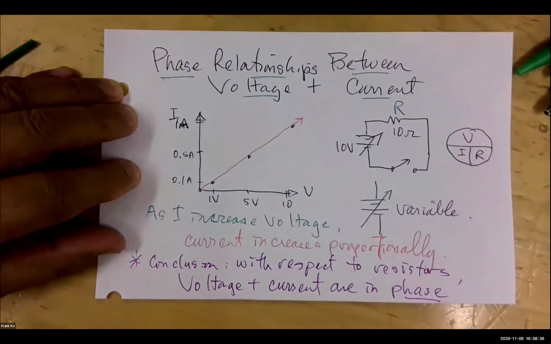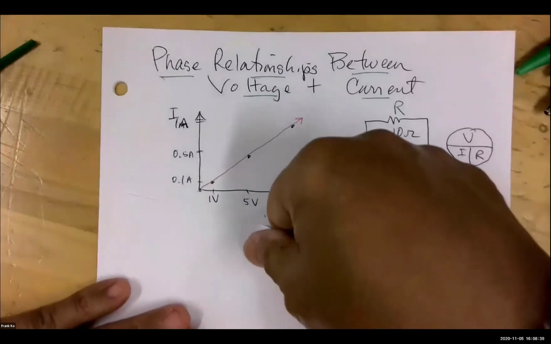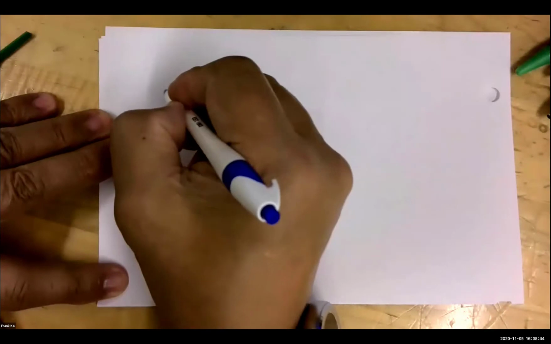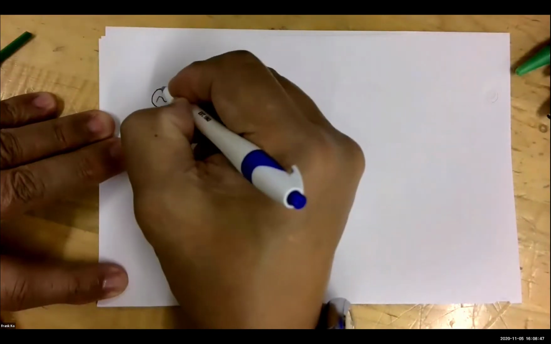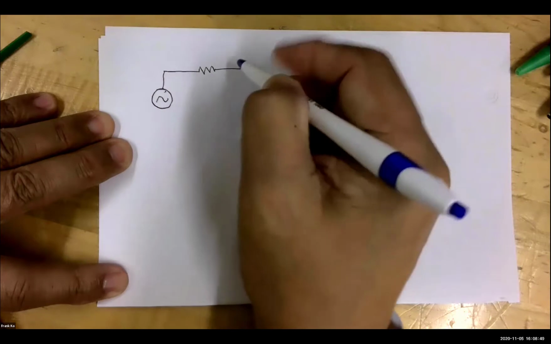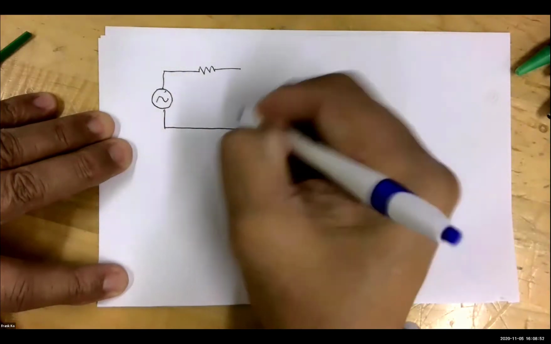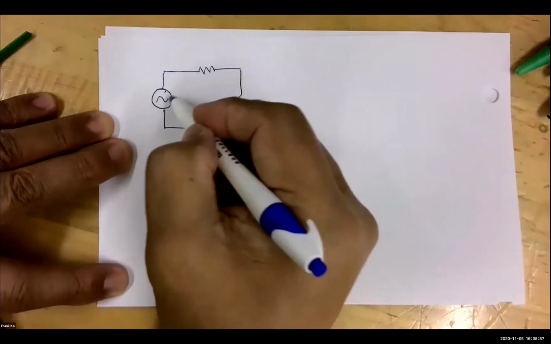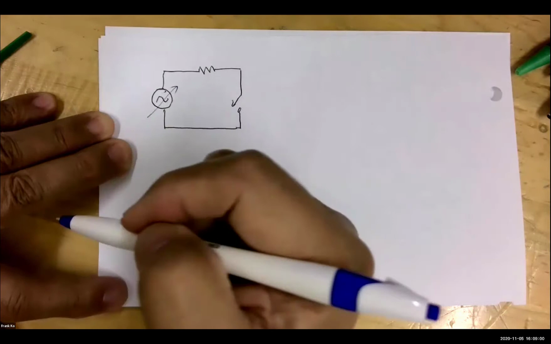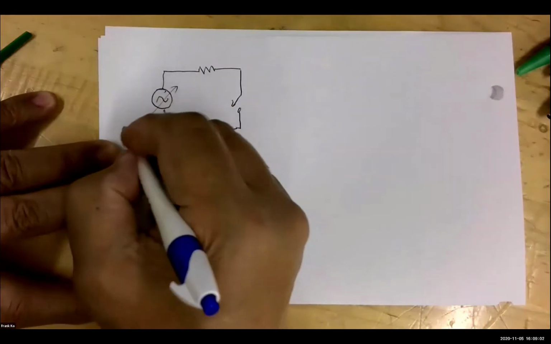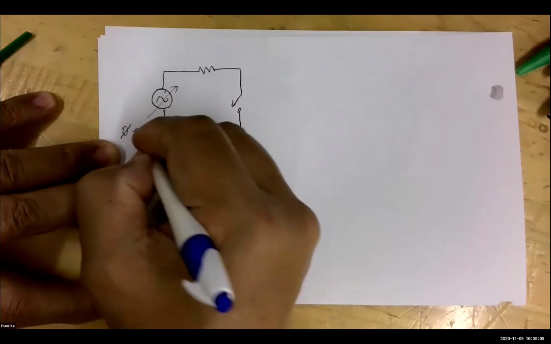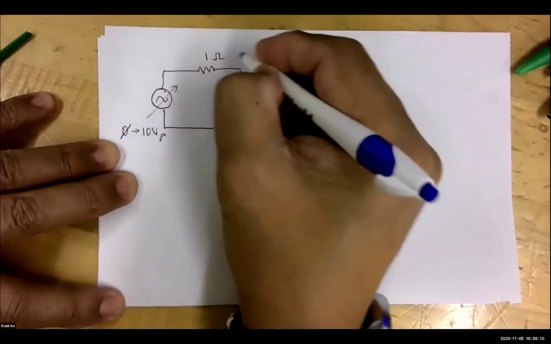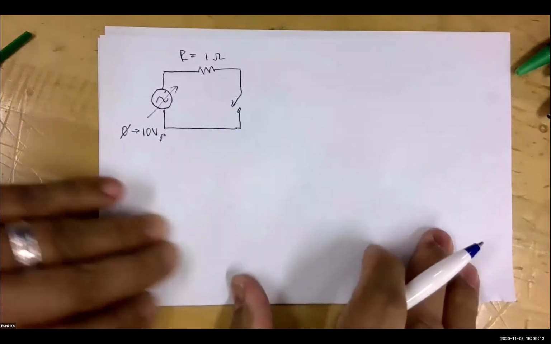Now, suppose I change this to an AC circuit. If I go to change this to an AC circuit, another one here. Now I go to put in an AC source, circle here, and let's make this a like so, and then I have a switch like so, and I'm going to make this a variable AC source, and I'm going to say the AC source will go from 0 up to 10 volts peak. And let's say this is a 1 ohm resistor. So R is equal to 1 ohm.